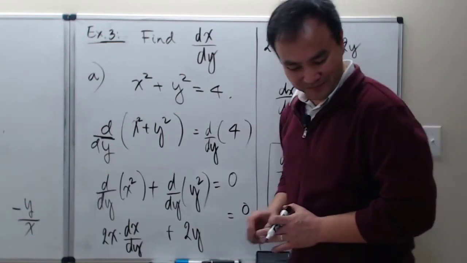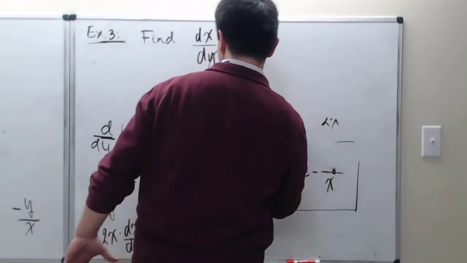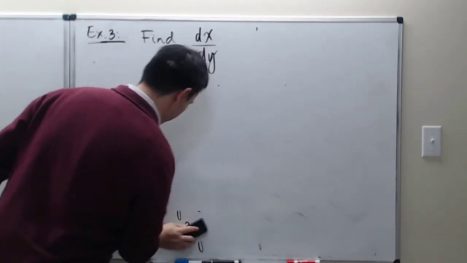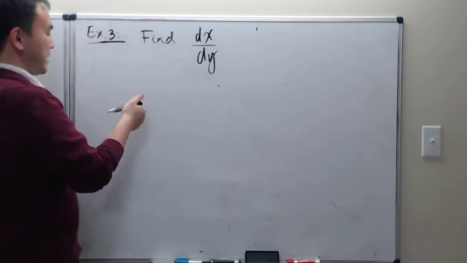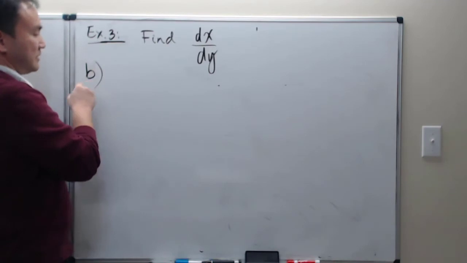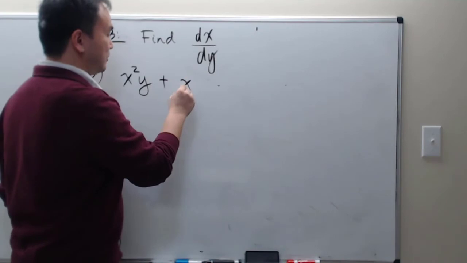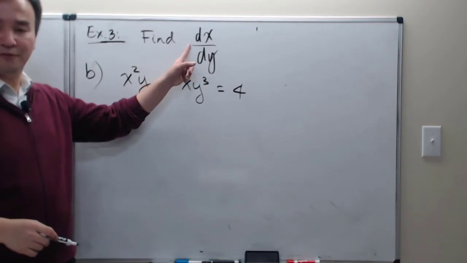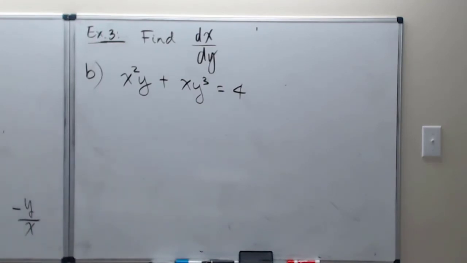All right, and so let's try again. Let's try another one. This time, in part B, we are going to pick this equation right here, x squared y plus x y cubed equals 4. But I'm looking for dx/dy. And so again, remind yourself, x is a function of y. X is a function in terms of y.